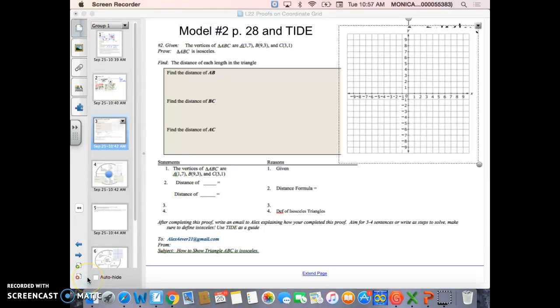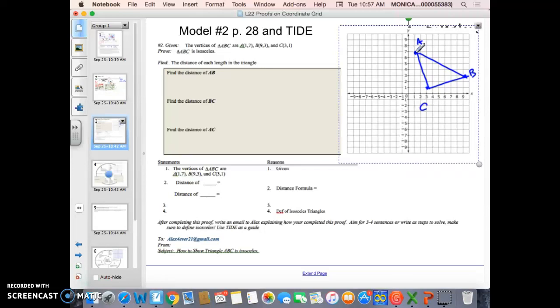I just included my coordinate graph so I can go ahead and graph these points. First I'm going to graph point A, which is at 1, 7. There's A. B is at 9, 3. And C is at 3, 1, which is right here. Now I've got this triangle, and from what it looks like, it appears that it might be isosceles. I don't know for sure, but I'm going to test it out.